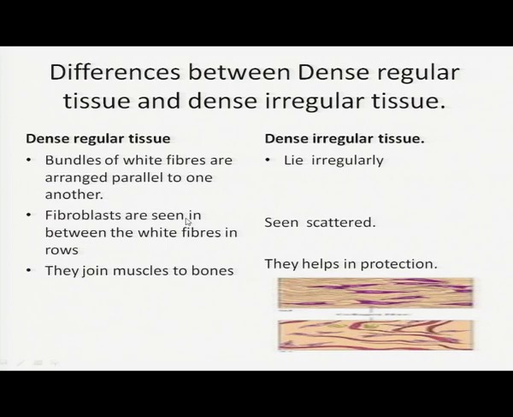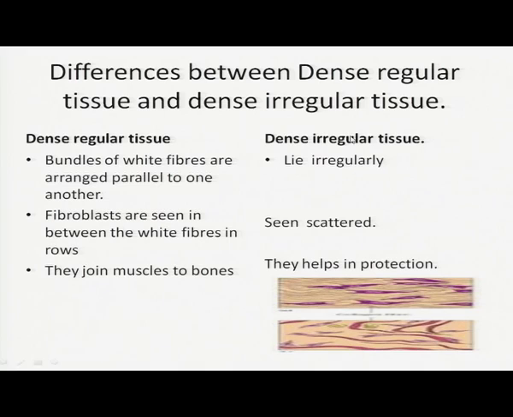Fibroblasts are seen in between the white fibers in rows. The fibroblast cells are seen in between the white fibers, and they are also seen in definite rows. So, they are also arranged in a definite, regular manner. They join muscles to bones.